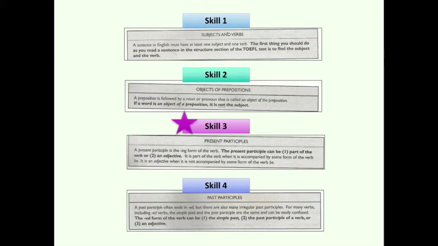Skill 3 is about present participles. A present participle is the ing form of the verb. The present participle can be part of a verb with the be verb in front of it, or it can be an adjective. Skill 4 is about past participles. Past participles can also be a verb or an adjective. Try to memorize these skills because you need to remember this information when you're doing the TOEFL exam.